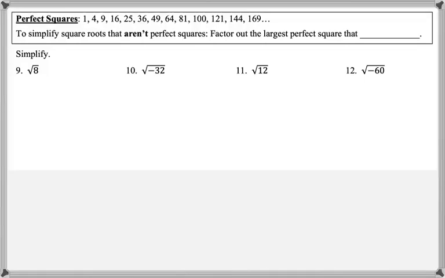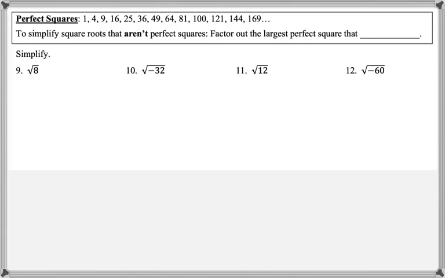The next part of the section is on perfect squares, and the perfect squares come from squaring the different numbers. So 1 times 1 is 1, 2 times 2 is 4, 3 times 3 is 9, 4 times 4 is 16, and so on. And up until this point, all of the numbers that we've been taking the square root of have been perfect squares. So the answers have been whole numbers.